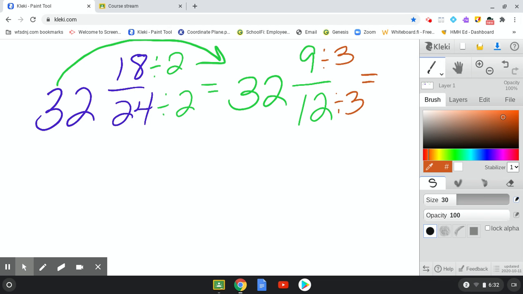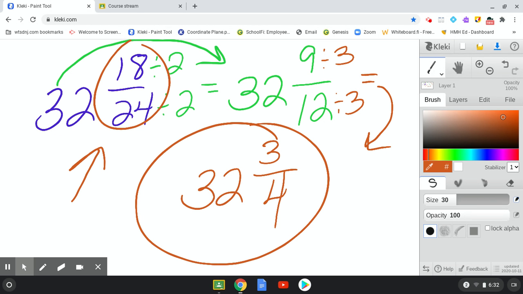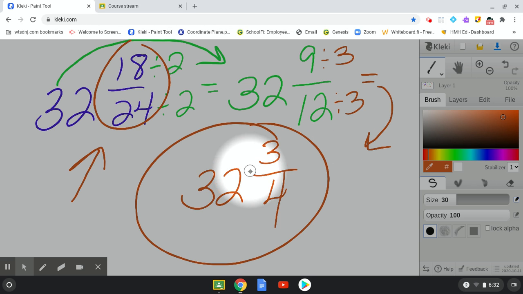So I'm going to come down here so I have more room. I'm going to first carry over my whole number of 32. 9 divided by 3 gives me 3. 12 divided by 3 gives me 4. And this is my final answer in simplest form. Okay, so when I actually did the division, I got 32 and 18 24ths, but you should always simplify the fraction if you can. And in this case, you would get 32 and 3/4.